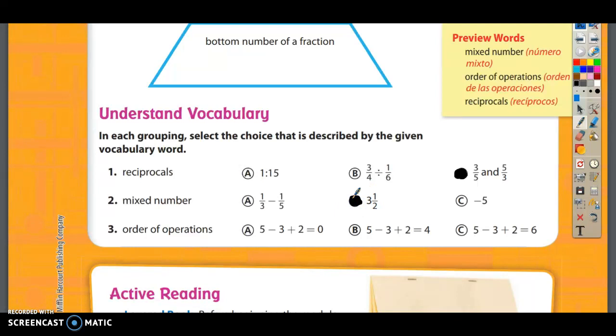Option 3 says order of operations, and they all look like order of operations problems, but they're not all right. For example, if you do A, 5 minus 3, that's 2, and 2 plus 2, that's not equal to 0. That's just not right. So we've got to cross that one off. If you do B, you do 5 minus 3, you'd get 2. 2 plus 2 is equal to 4. That is correct. If you tried to get C, you'd go 5 minus 3. That's 2 plus 2 is not equal to 6. So that proves that the answer is B. They're all kind of order of operations problems, but only B was solved correctly.